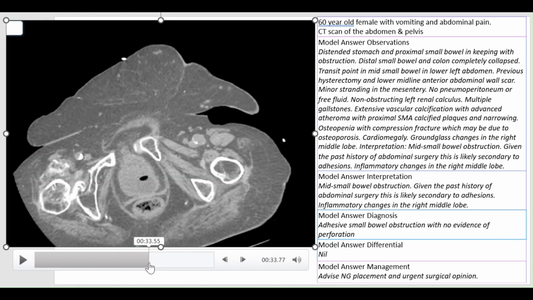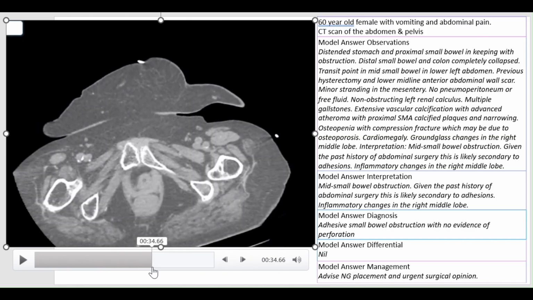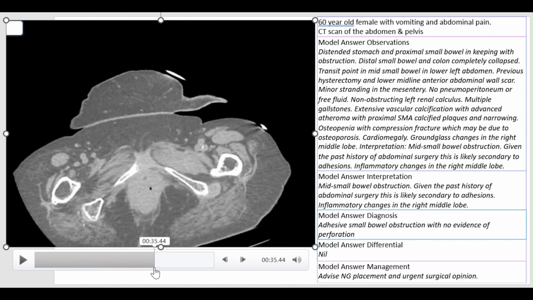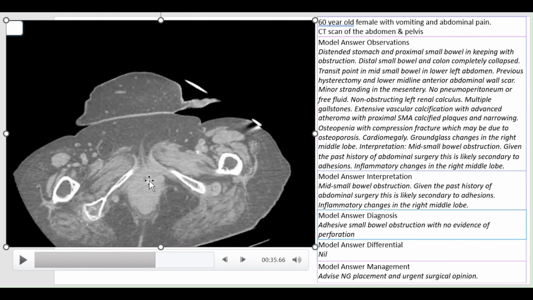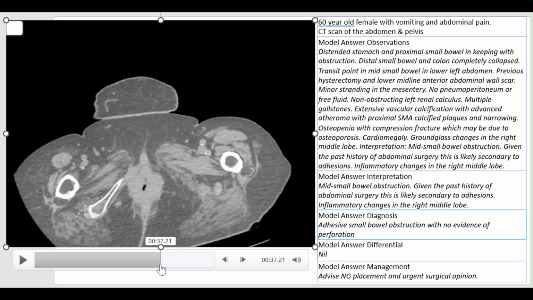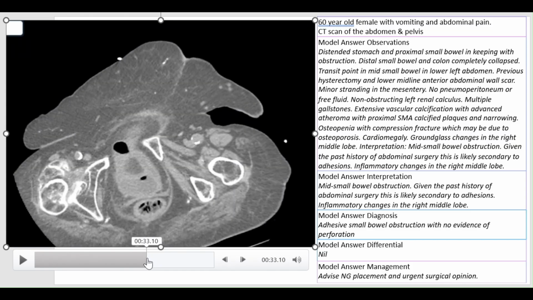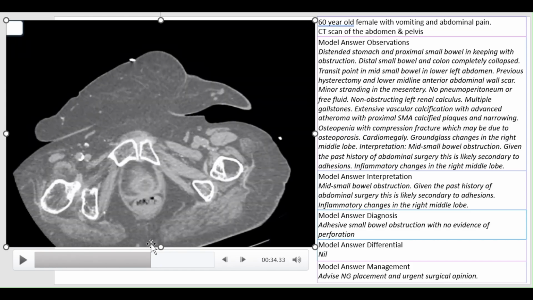Next sign of a previous subtotal hysterectomy is here. Can you see the surgical clips here around the cervix? Surgical clips. Here. These are the surgical clips. And this is the rectum.